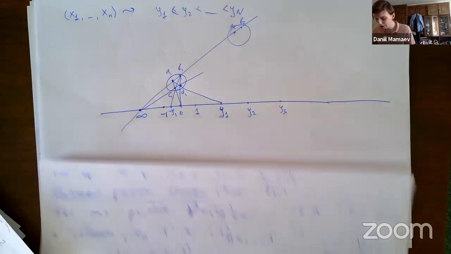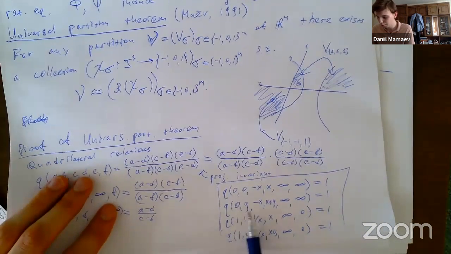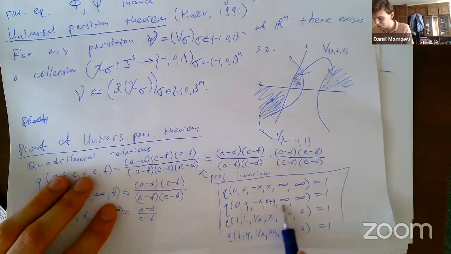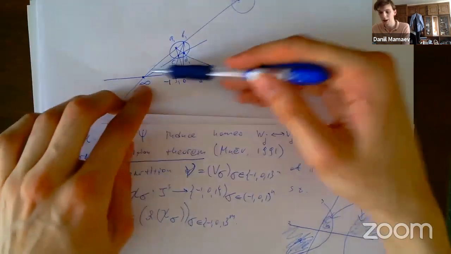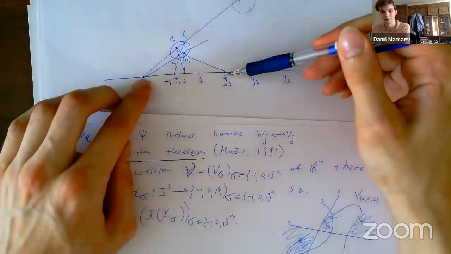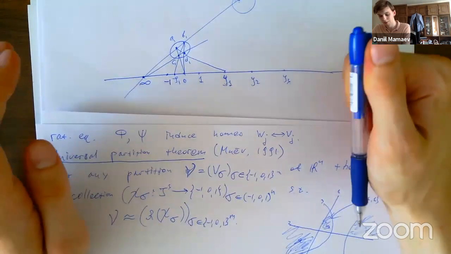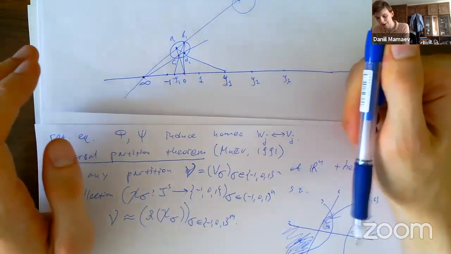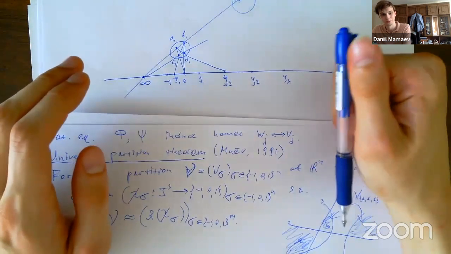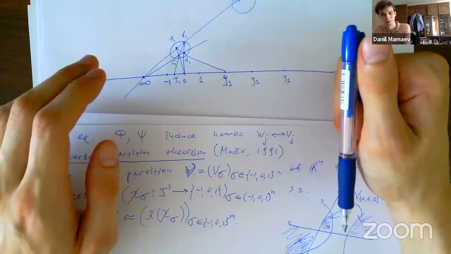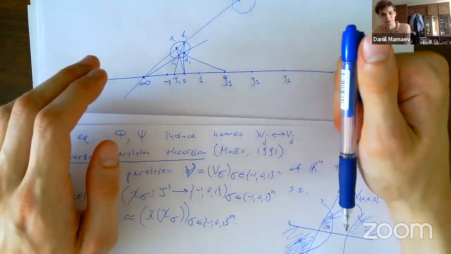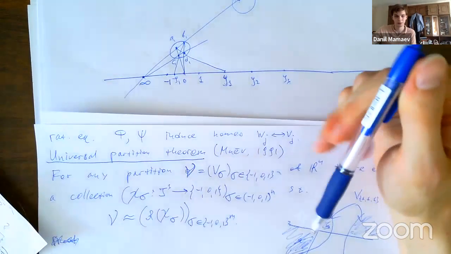Like you have these points, 1, 2, 3, 4, 5, and these are real points on the line. There are 5 of them, and it's not a cross ratio then. Does it make any sense?